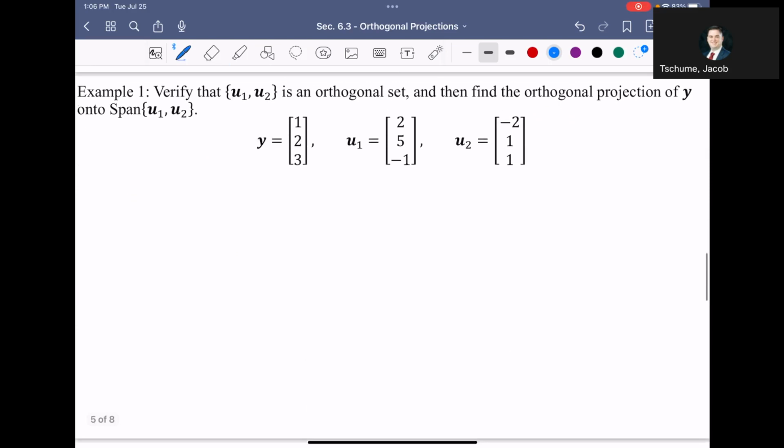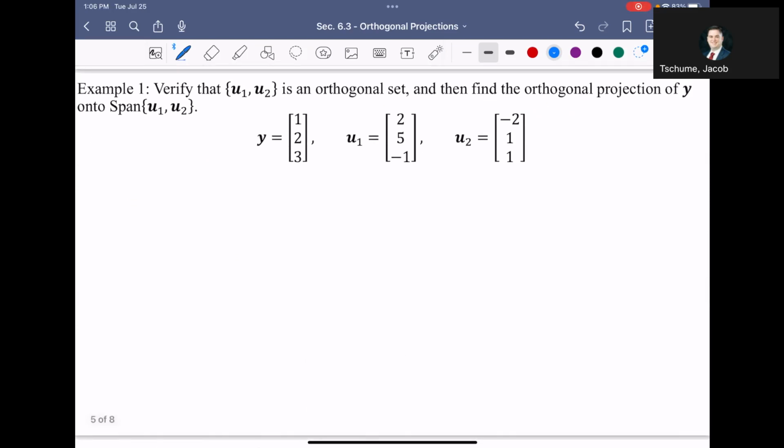So let's look at our first example of this orthogonal projection when a subspace is defined by more than one vector in the span. So my first of 4 or 5 examples here is: verify that the set U1 and U2 is an orthogonal set, and then find the orthogonal projection of y onto the span of U1 and U2. So let's answer the first question. Verify that we even have an orthogonal set, because if we don't, we can't do the orthogonal decomposition theorem.